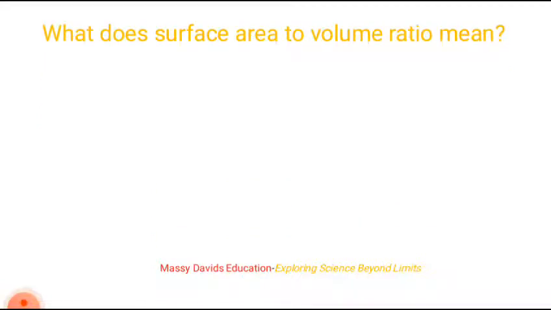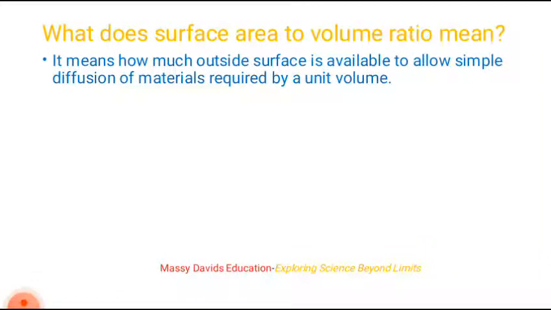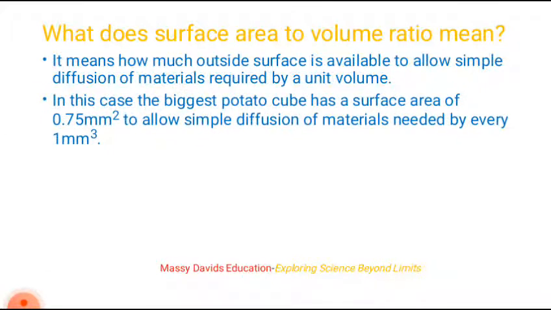So what does surface area to volume ratio mean? It means how much outside surface is available to allow simple diffusion of materials required by a unit volume. In this case, the biggest potato tube has a surface area of 0.75 square millimeters to allow simple diffusion of materials needed by every 1 cubic millimeter.